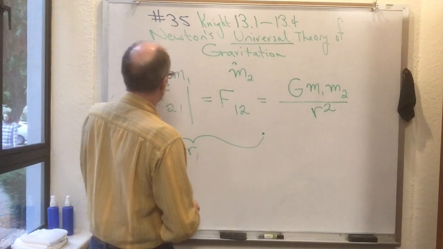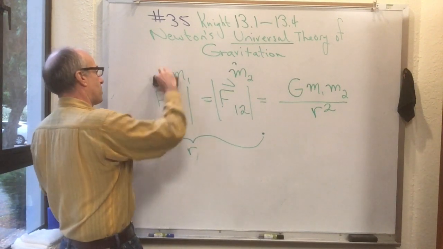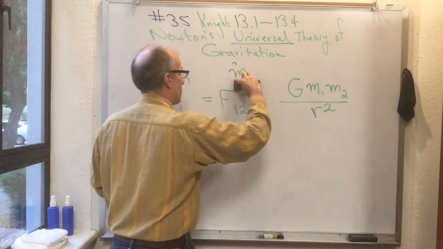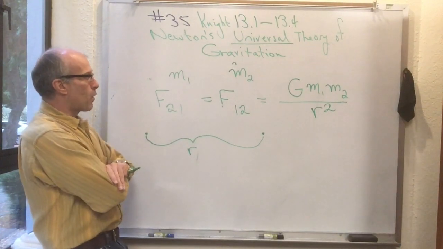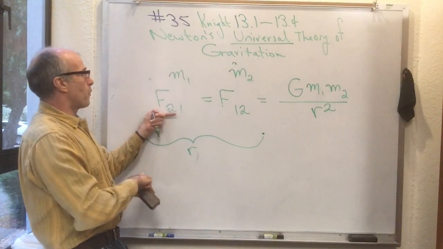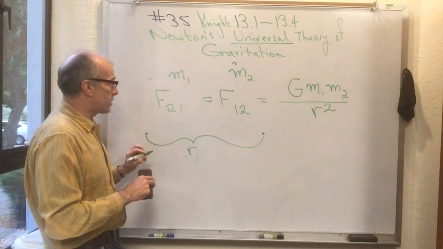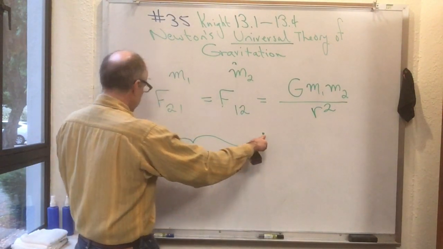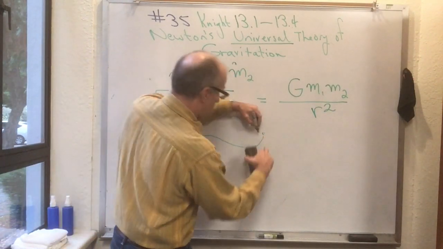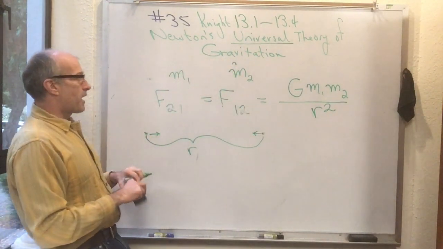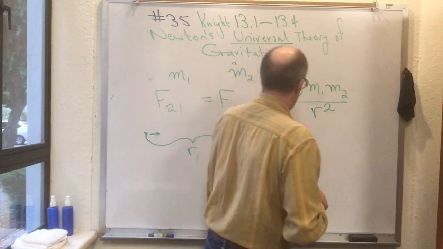In fact, if you wanted me to be really pedantic about it, I could write it like that. But we know that the magnitude of a vector is conventionally just written as that same vector without the vector symbol and without the magnitude signs. So there's a nice, tidy, short way of writing the force of 2 on 1 and the force of 1 on 2. They have equal magnitudes, and of course they have opposite directions. This thing is tugging this thing towards it. And this thing is tugging this thing towards it. So they are equal in magnitude and opposite in direction. And that, by the way, is Knight equation 13.2.